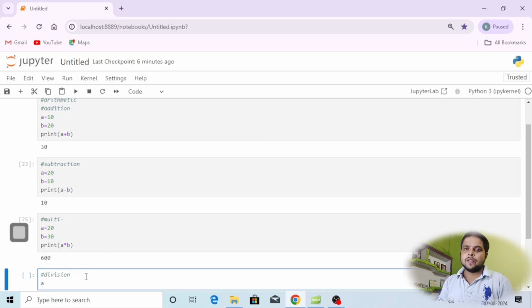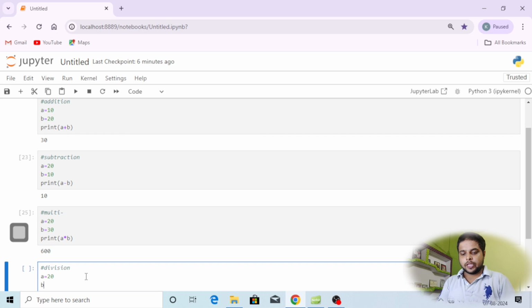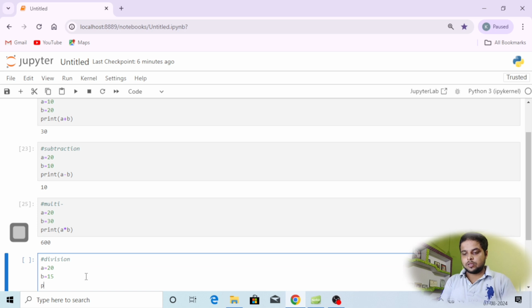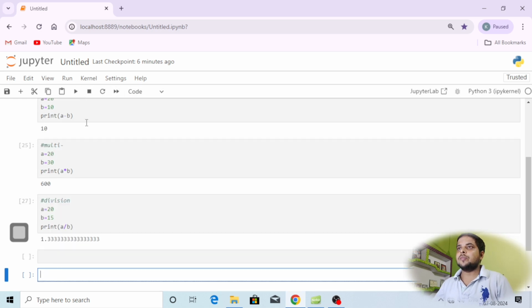Simply we will do the division. बाइनरी ऑपरेटर है तो भी हम टू ऑपरेंड्स लेंगे. One is 20 and the second is 50. A divided by B. Now simply check the output of this, which is 1.33.